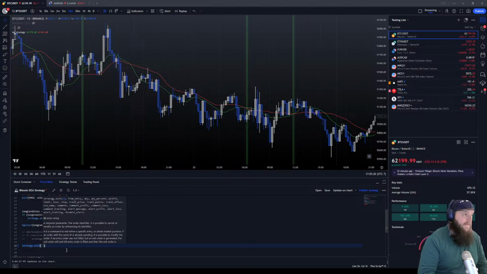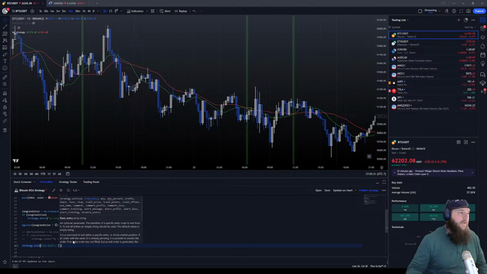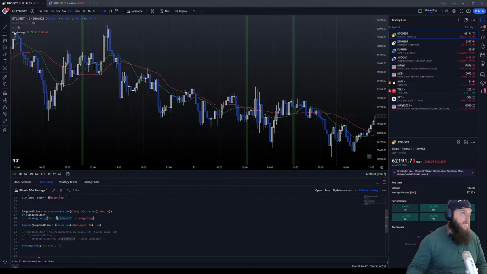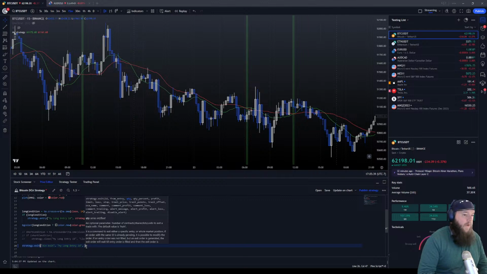We give it its own ID, its own exit order, which is going to be DCA exit. From entry, this is where we specify which entry we are exiting from. And so we give it the ID of our entry ID. Quantity, we're just going to leave that blank again. Quantity by default is 100% or all of the trade. So we'll leave that blank. Quantity percent, don't need that.